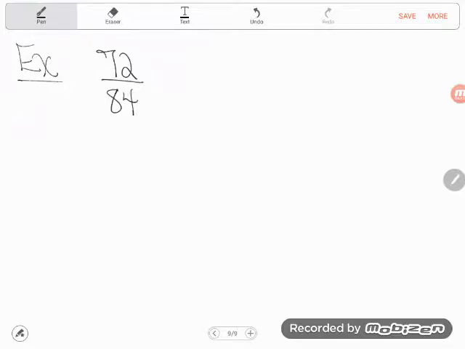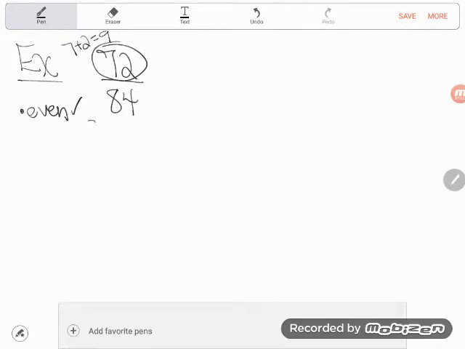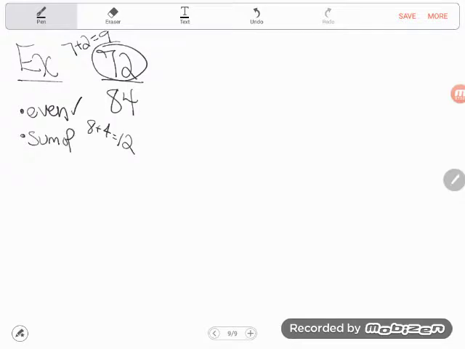But what I notice about 72 and 84 is they're both even. Check. And their sum of digits, the numbers I get are on the 3 times tables. 7 plus 2 is equal to 9. That's on the 3 times tables. 8 plus 4 is equal to 12. That's on the 3 times tables. So we had a little sum of digits check on it.